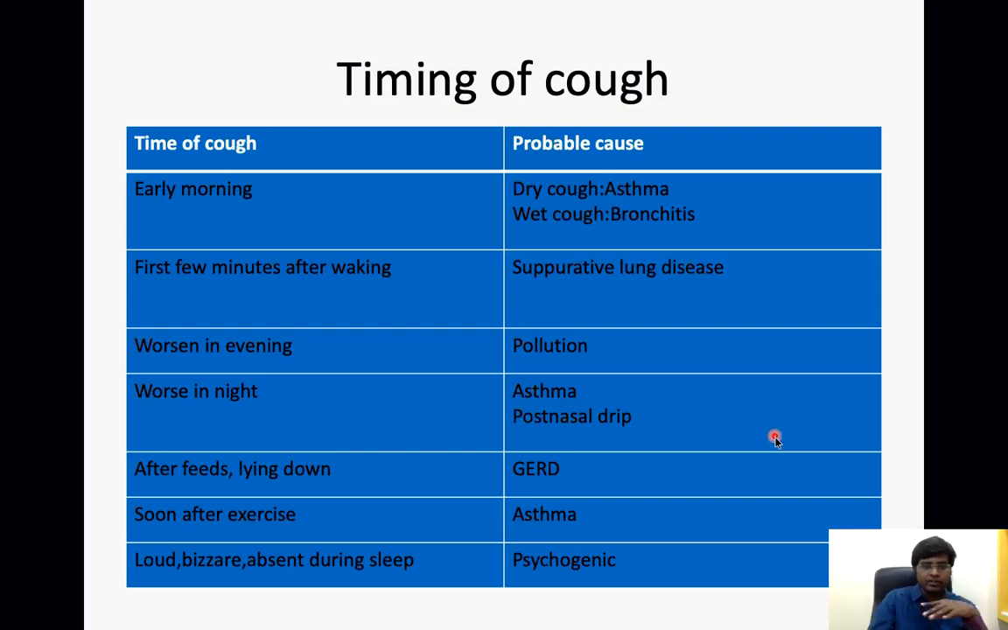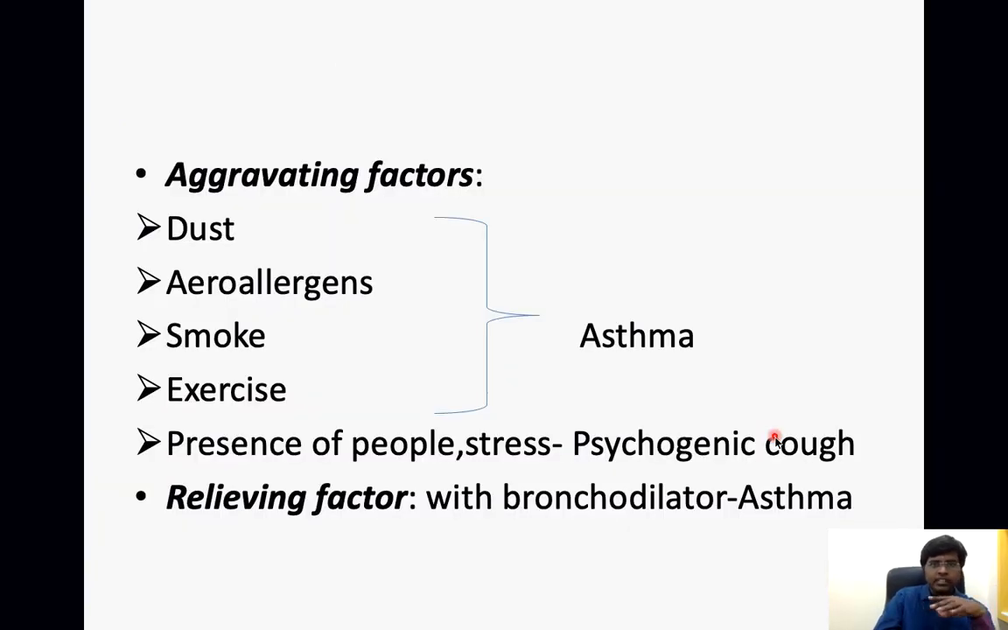So you think of a habit cough or psychogenic cough. So we'll see about the aggravating factors. For example, in asthma, dust, aeroallergens, pest allergens, smoke and exercise are all trigger factors. And in psychogenic cough, whenever the patient has a caretaker or is in a public place, and also in a stressful situation, the cough tends to increase. And for relieving factors, for example in asthma, you treat them with bronchodilator therapy, they respond very well and the child gets better. So again, it's a retrospective diagnosis of asthma.